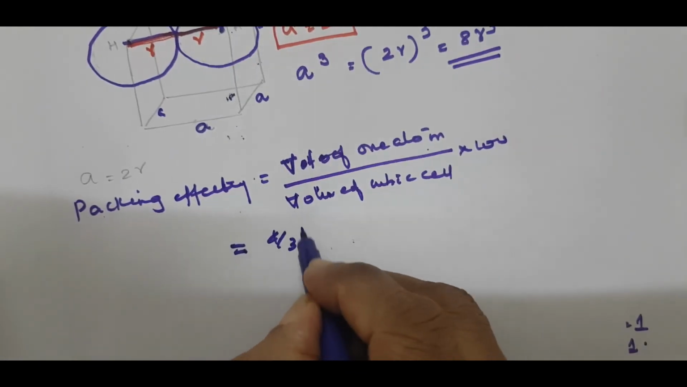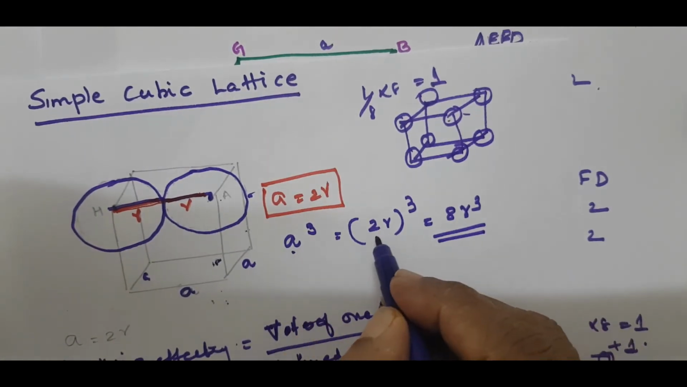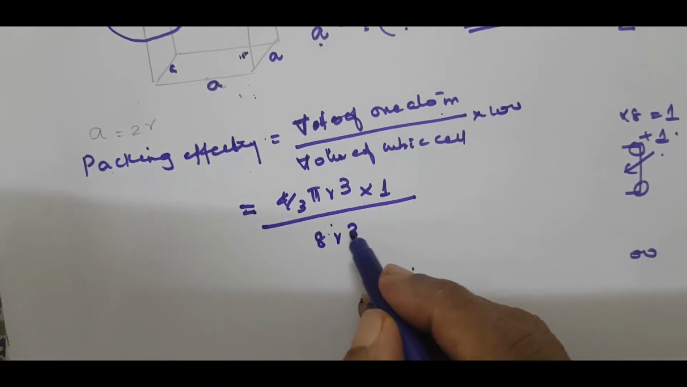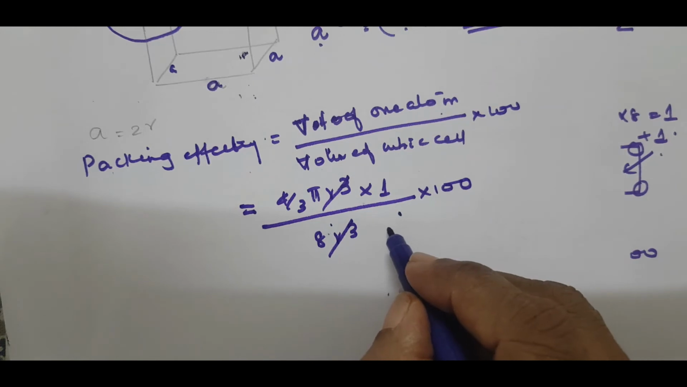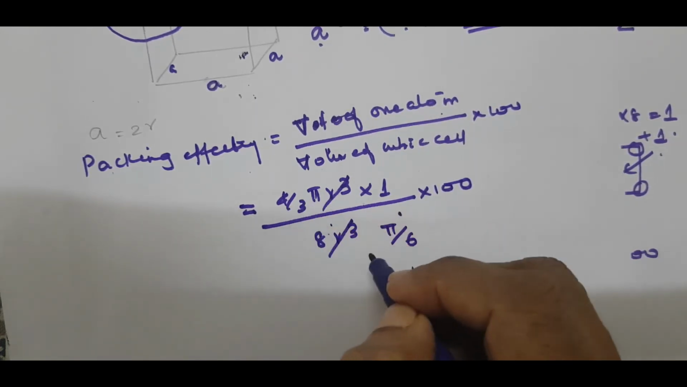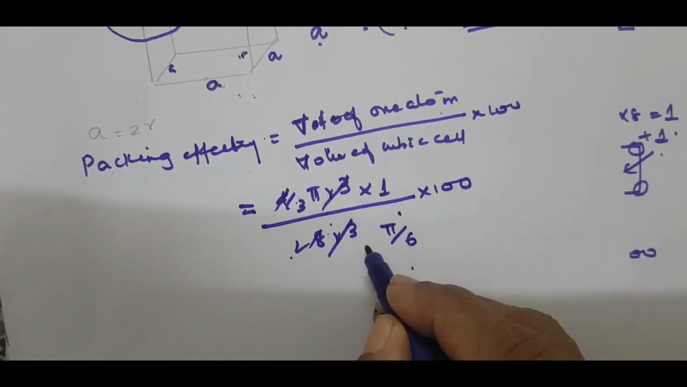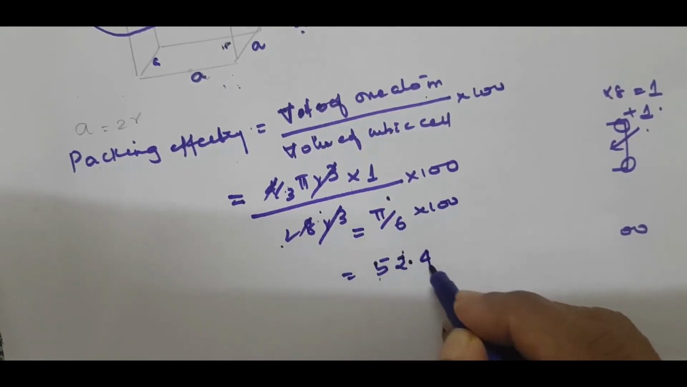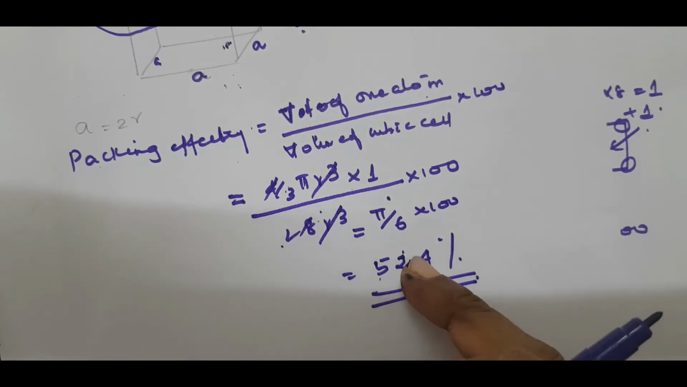So that is 4 by 3 pi r cube into 1 divided by A cube. What is A cube? It is 2R cube, that is 8R cube. Correct? So R cube and R cube will be cancelled, into 100. So it will be pi by 6. So it's equal to pi by 6 into 100, which is around 52.4%. This is the least efficient in packing. That is the simple cube structure. So this is the least in efficiency.